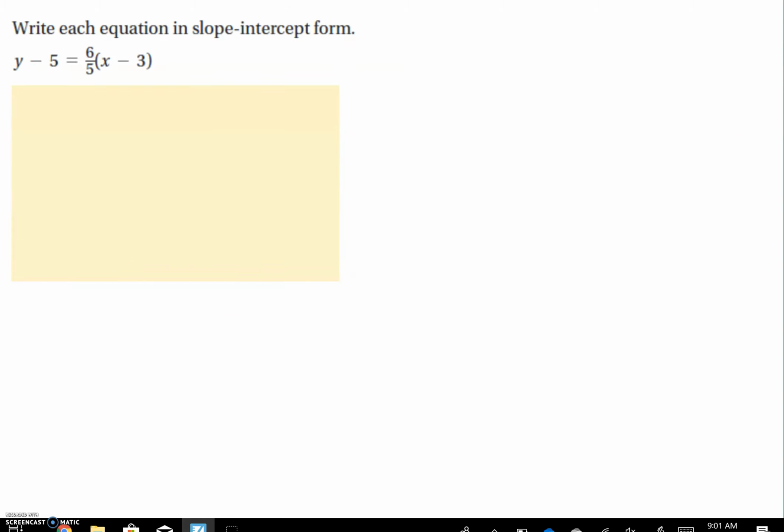Okay, here's an equation in point-slope form. We want to write it in slope-intercept form. So the first thing I'm going to do is distribute my 6/5 into my equation. So what I'm going to get is y minus 5 equals 6/5 x minus, now all you have to do is put 6/5 into your calculator, and you get 18 over 5.